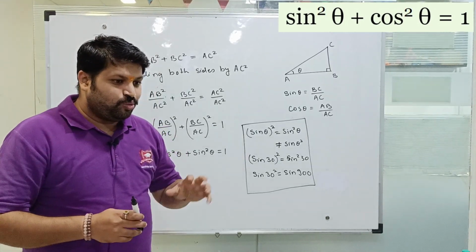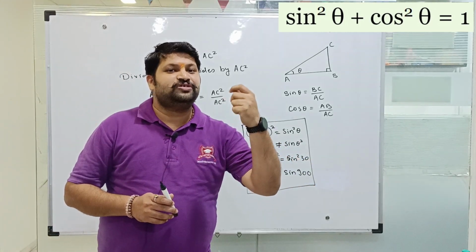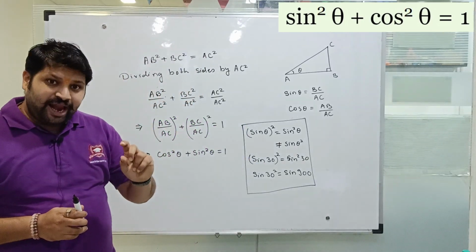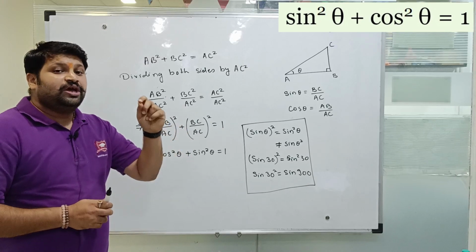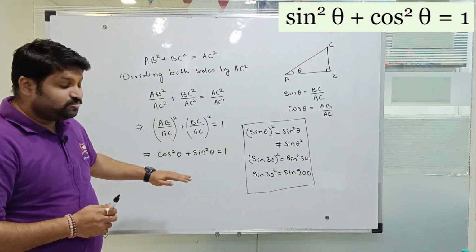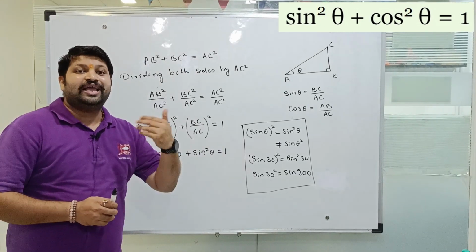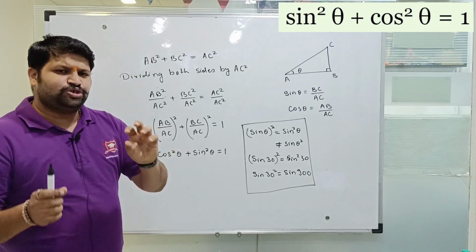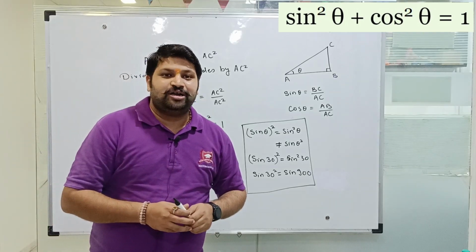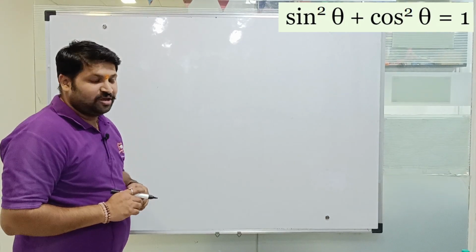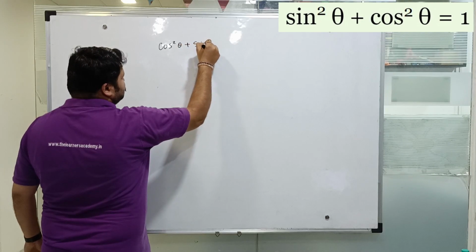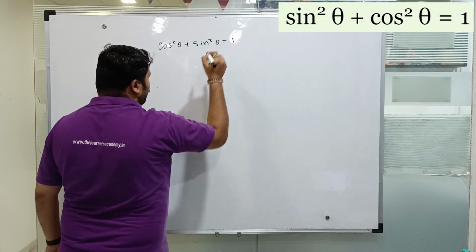Throughout my career, what I have experienced is that most students find it difficult when it comes to proving using trigonometric identities, because it is difficult for them to imagine what different forms this particular identity can take. So I would give you some forms that this identity can take, and then we would go ahead and solve some examples. Now, the identity that we had was cos square theta plus sin square theta is equal to 1.